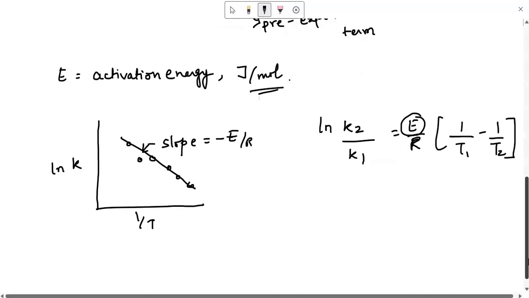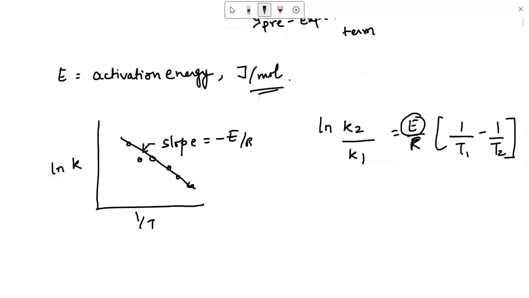This more or less outlines our basic understanding of temperature dependency on reaction rate.